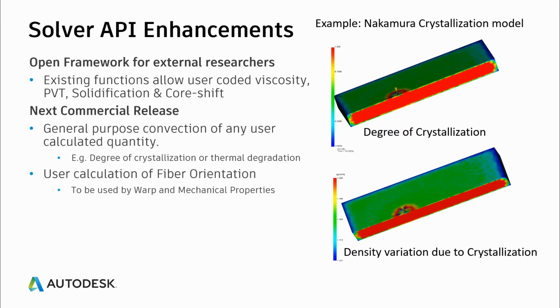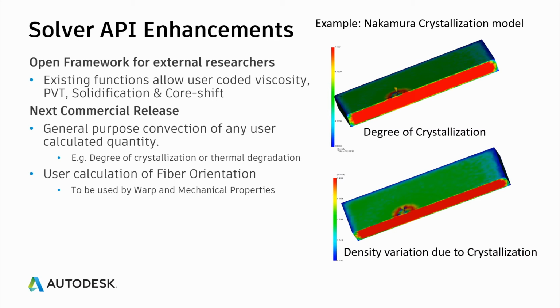Another new capability being introduced is the option to do your own fiber orientation calculation. We know that there are a number of researchers who are interested in implementing alternative fiber orientation models and wanting to see their effect on mechanical property prediction and on warp prediction. And this is now possible in our development code. I should mention that the fiber orientation itself is a quantity that's being convected by the previous method that I described.